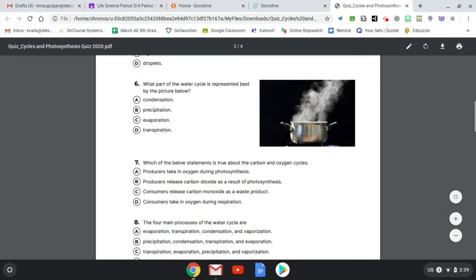Number six, what part of the water cycle is represented best by the picture below? Is it A, condensation, B, precipitation, C, evaporation, D, transpiration?